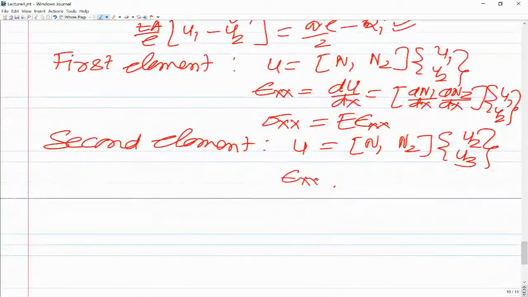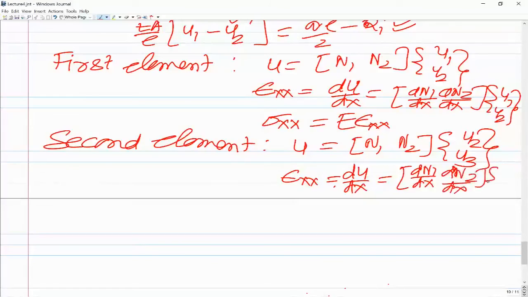And then the epsilon xx would be du by dx, which would be dn1 by dx dn2 by dx into u2 u3. So from this you can calculate the strain anywhere within the element, and then you can now calculate the stress. So you can calculate sigma xx is equal to E times epsilon xx. So this is how the post processing is done. So you can calculate these quantities.